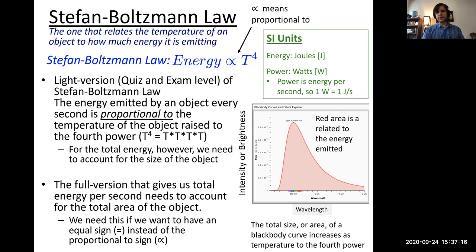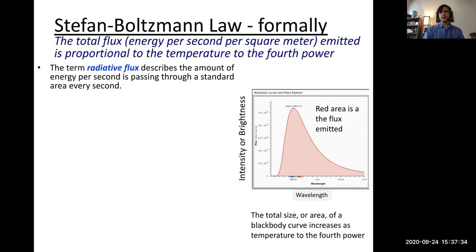So our full version, that'll give us a total amount of energy per second, needs to account for the total area of an object. And that allows us to get rid of this proportional to and change it to an equal sign. We're adding on little bits here, so I need to introduce a new term. This one is a little bit scary, or at least scary sounding, but it's not that bad.